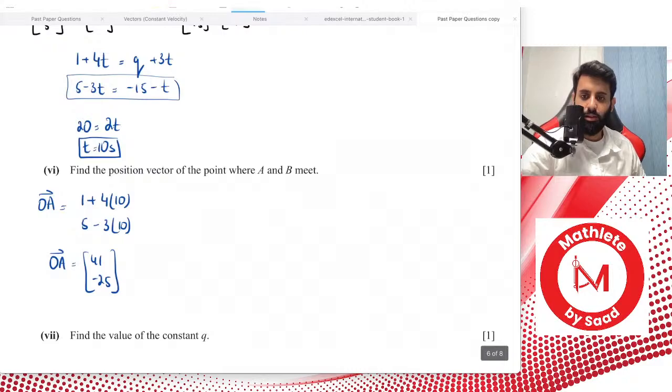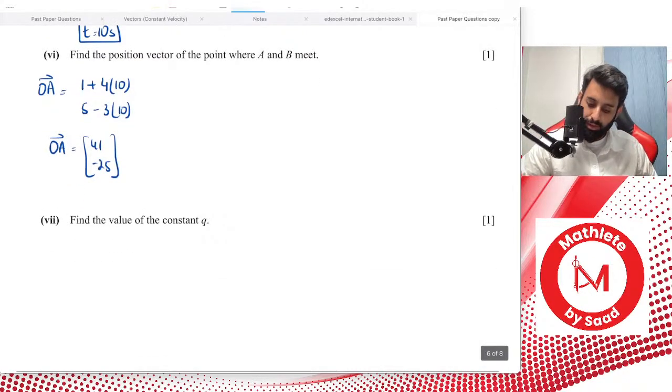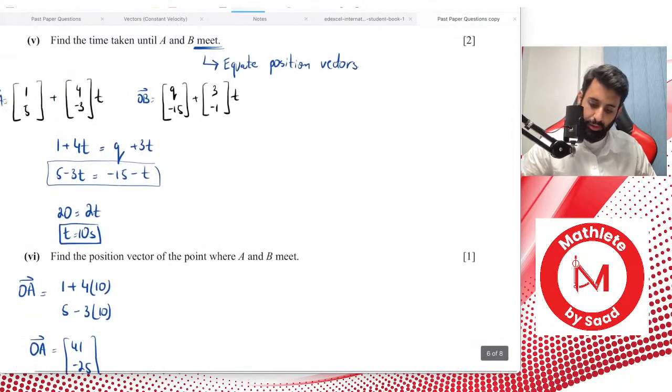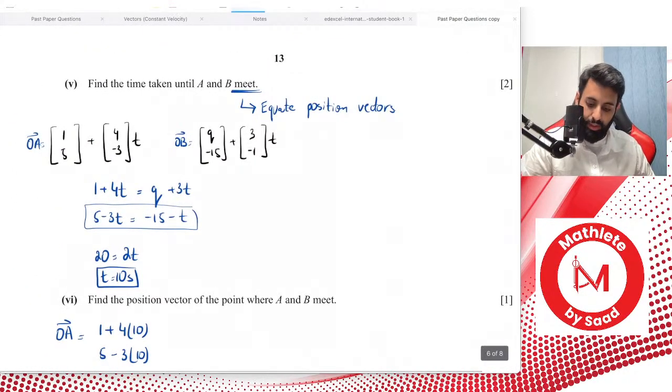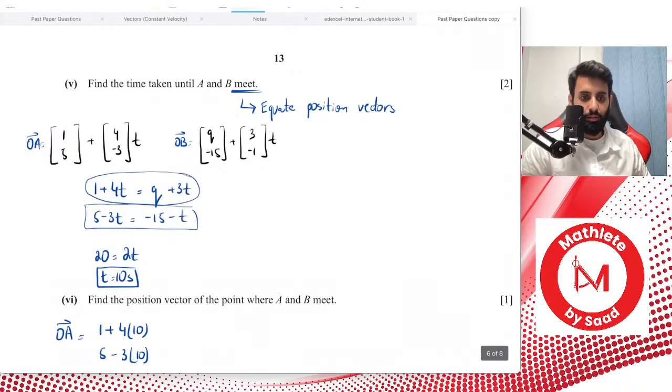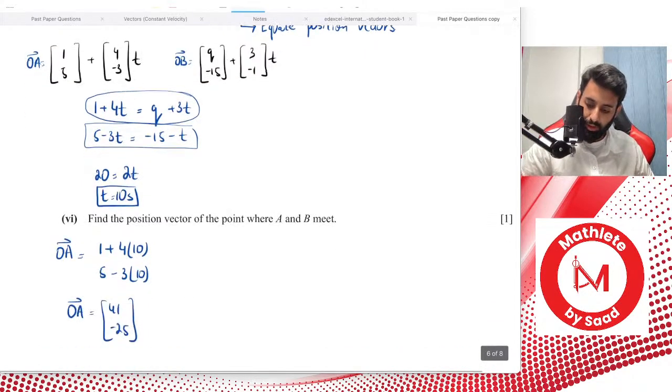That's your answer. Find the value of the constant q. So remember, OA is equal to OB. So now you know what OA is equal to. Okay. So as far as OB is concerned, you can use this equation to find out the value of q. Okay. 1 plus 40.